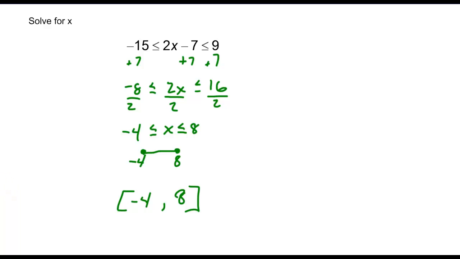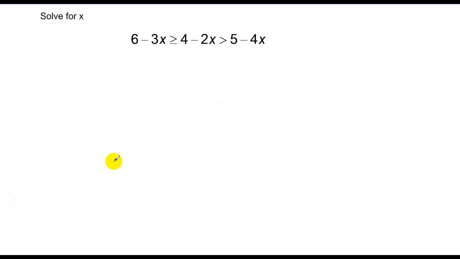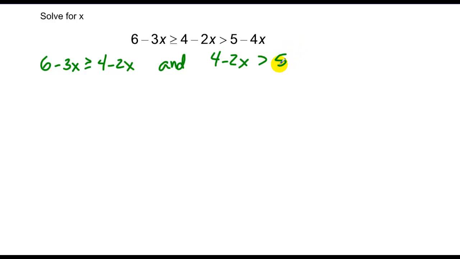One last example. This is a little more difficult because in this case, I can't work both sides of the inequality because when I bring an x over here and then bring an x over here, there's no way to isolate an x in the middle. So in this case, I do have to split this up into two inequalities. I have to say 6 minus 3x greater than or equal to 4 minus 2x, and 4 minus 2x greater than 5 minus 4x.